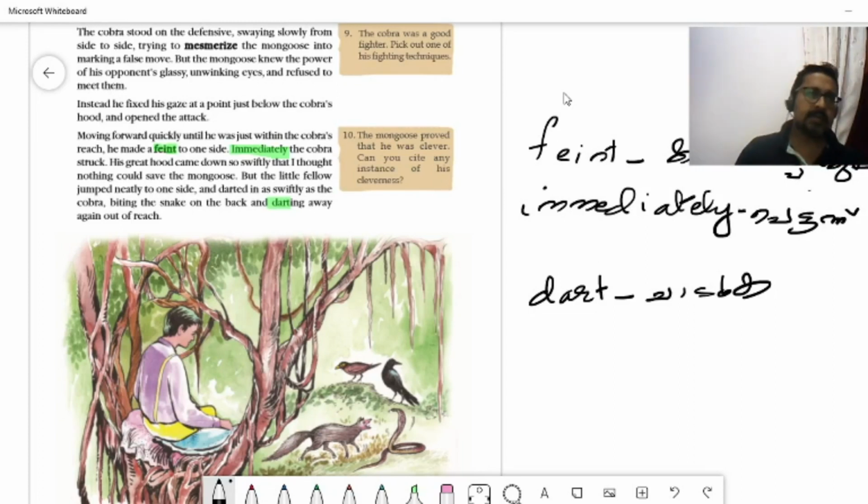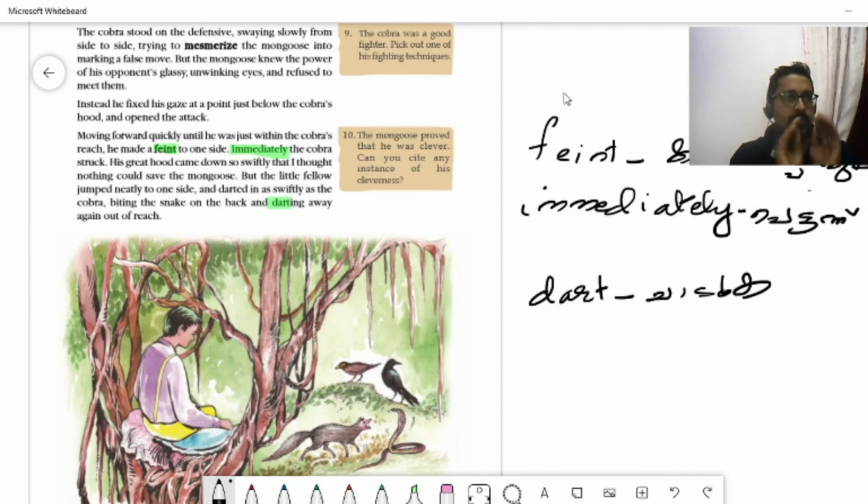അവൻ എന്ത് ചെയ്ത്, ഈ മൂർഖനെ എങ്ങനെയെങ്കിലും ഒന്ന് കബളിപ്പിക്കണം. അപ്പം അവനൊരു വേലത്തരം കാണിച്ചു. കോബ്രയുടെ നേരെ അവൻ വേറൊരു വശത്തേക്ക് ചാടുന്നതായിട്ട് അവനൊന്ന് അഭിനയിച്ചു. ഇമ്മീഡിയറ്റ്ലി ദ കോബ്ര സ്ട്രക്ക്. പെട്ടെന്ന് കോബ്ര എന്ത് ചെയ്ത്, it struck, it attacked, and his hood came down so swiftly that I thought nothing could save the mongoose.